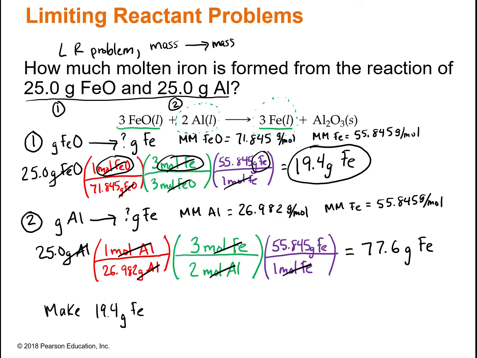And we're not asked which one is the limiting reactant, but if we were, we would say, okay, I made 19.4 grams of iron, and what did I start with? I started with iron 2 oxide. So that is the limiting reactant, which I abbreviate LR.